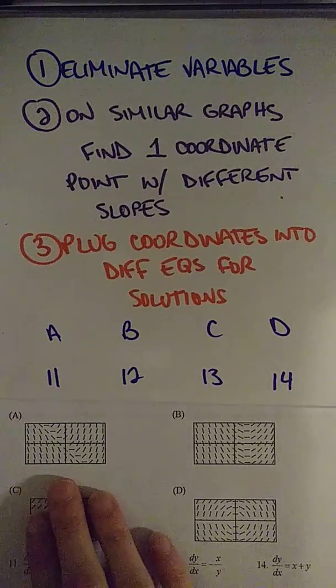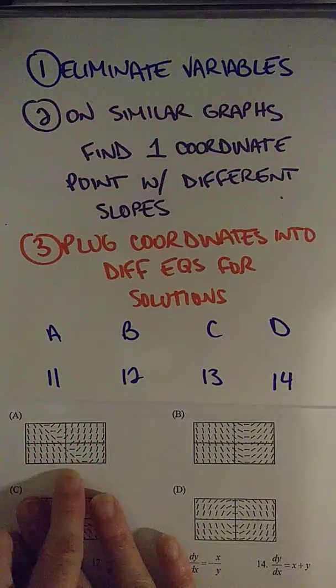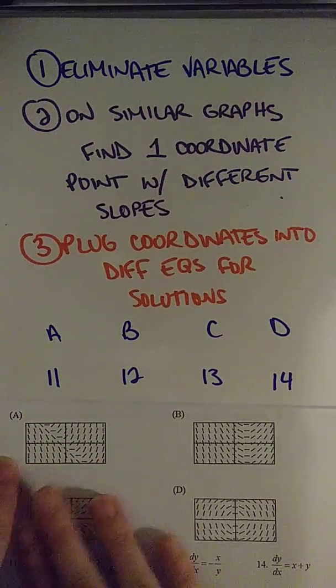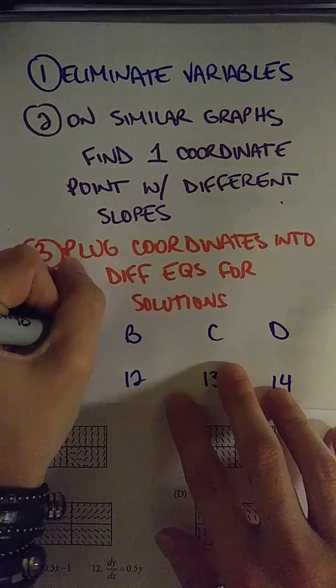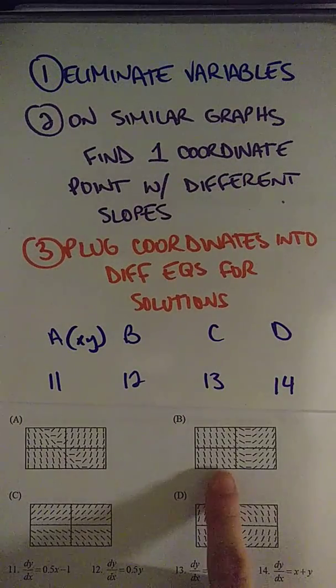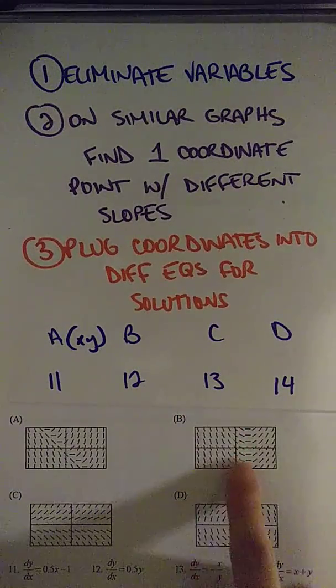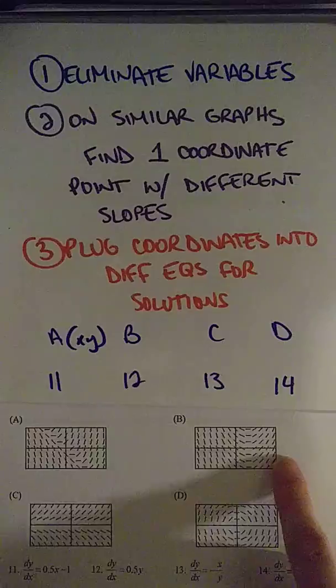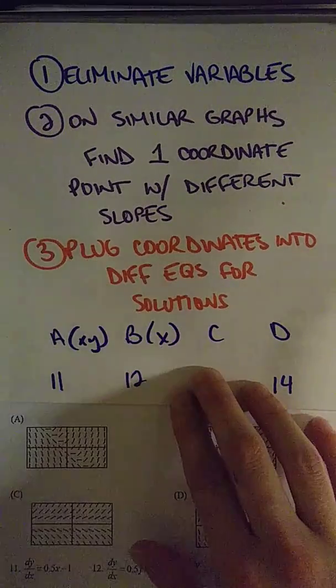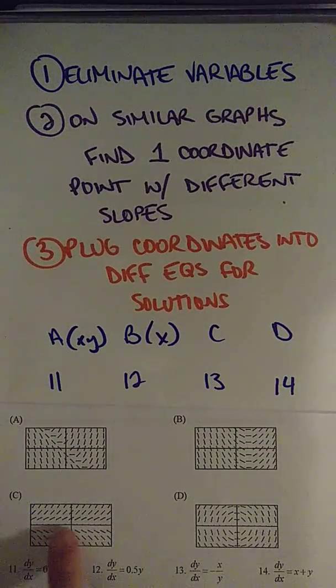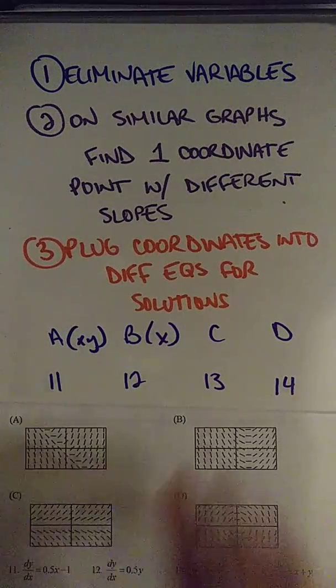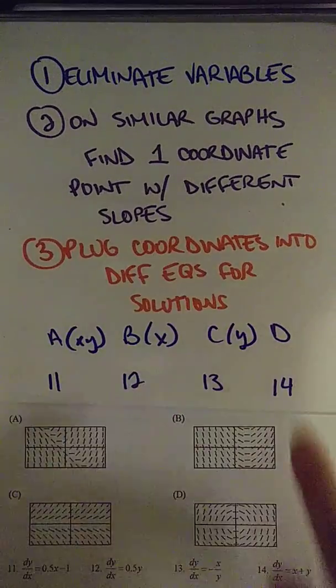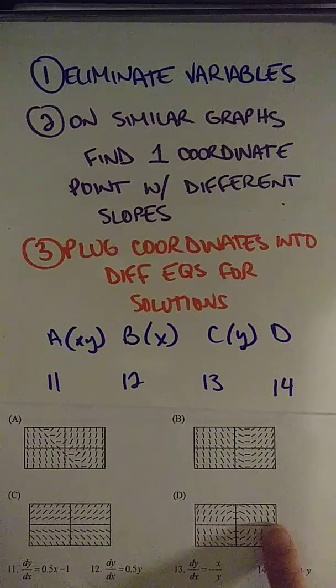So for graph A, it changes with my y values and changes with my x values. So this has x and y. For graph B, it doesn't change with my y values anywhere, but it does change with my x, so this must only have an x. For C, it does not change with my x value, but it does change with my y, so it must only have a y variable. And finally, for D, it does change with my x values, and it does change with my y values, so it must have both.